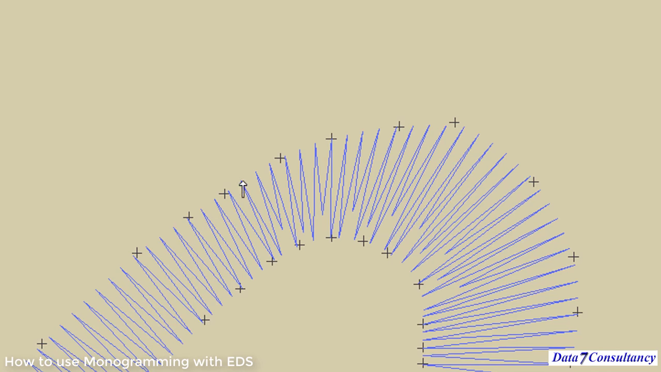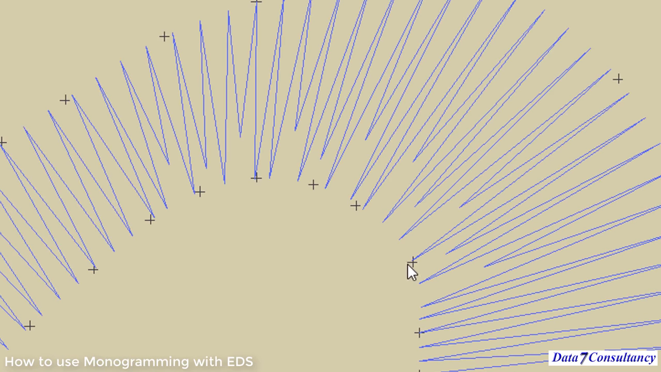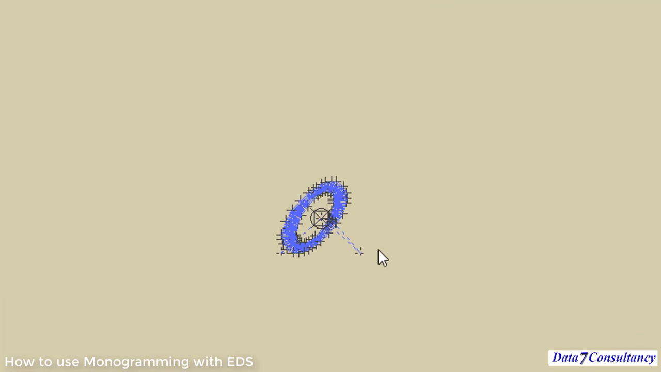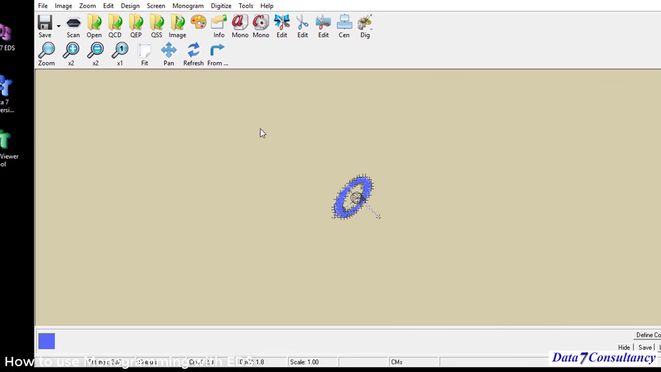If I zoom in a little bit further, you can see that where this stitch would normally come across to here, the density would be too high, therefore it drops a short stitch in. If we go back to the normal size of the design, you wouldn't be able to tell the difference.